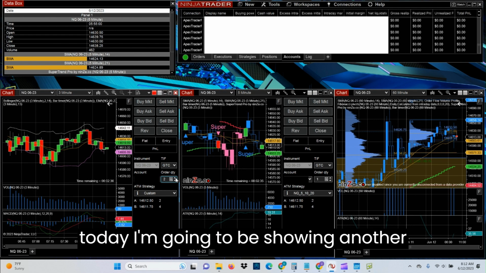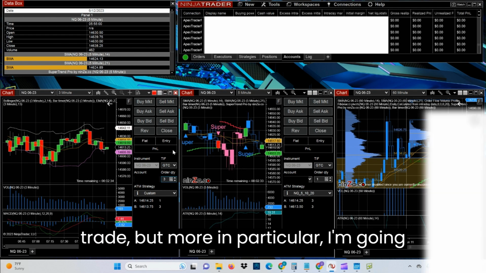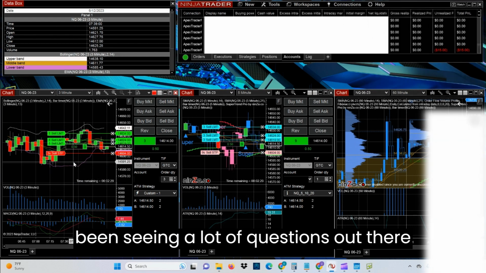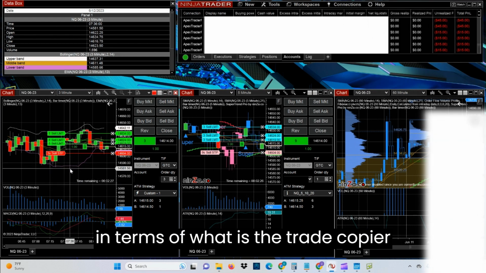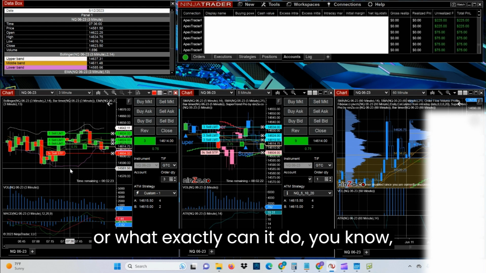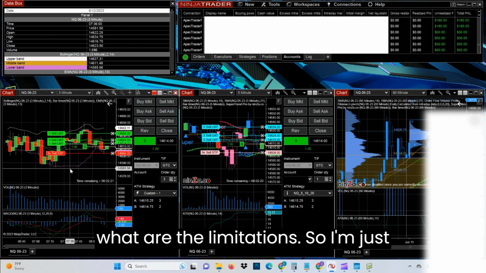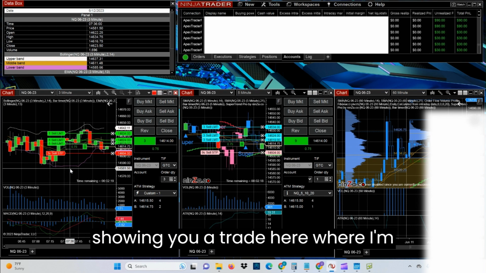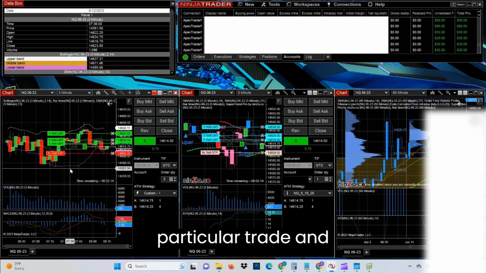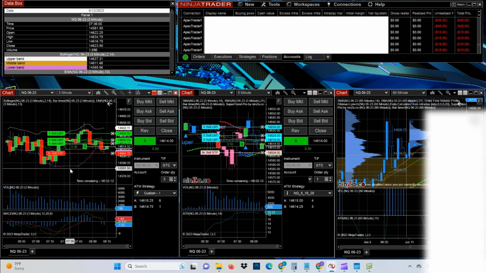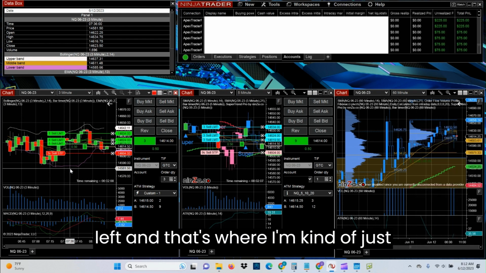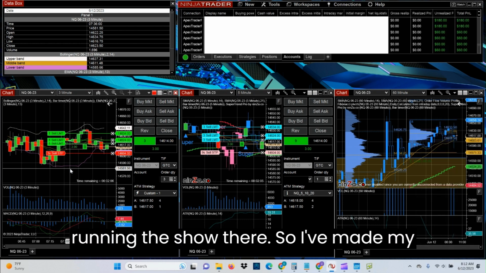So today I'm going to be showing another trade, but more in particular, I'm going to be focusing on the trade copier. I've been seeing a lot of questions out there in terms of what is a trade copier or what exactly can it do? What are the limitations? So I'm just showing you a trade here where I'm running 6 different accounts for this particular trade. And as you can see, I'm only using the chart in the far left, and that's where I'm kind of just running the show there.